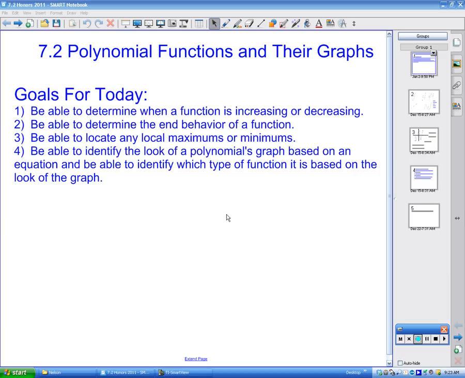So today's goals are, one, be able to determine when a function is increasing or decreasing, so we'll talk about that. Two, be able to determine the end behavior of a function. Number three, be able to locate any maximums or minimums. And then four, based on what the graph looks like, we should be able to tell what type of equation that is. And then likewise, if we know what type of equation it is or what kind of function it is, what's the graph going to look like. So let's start out with the last thing first.